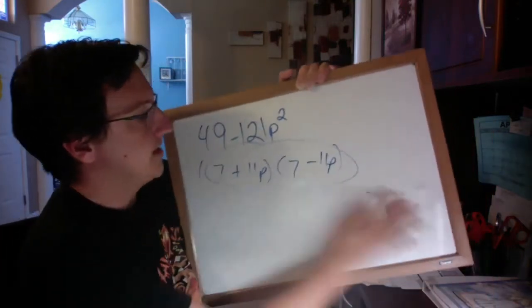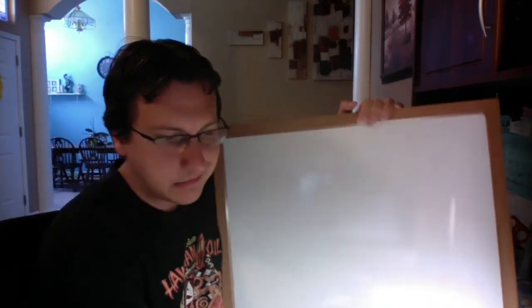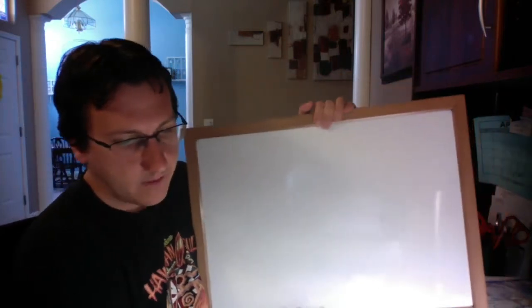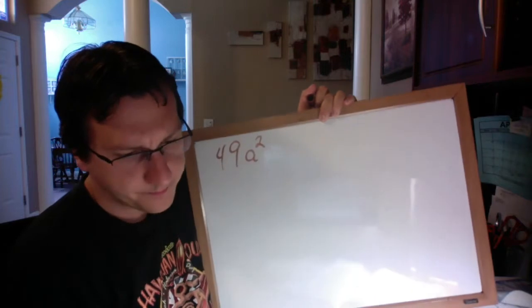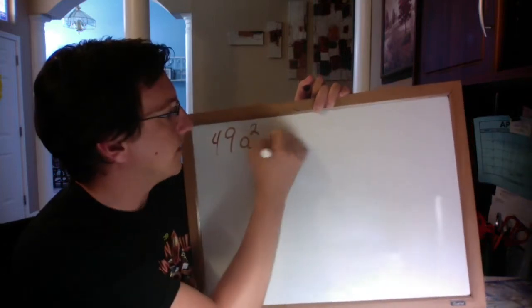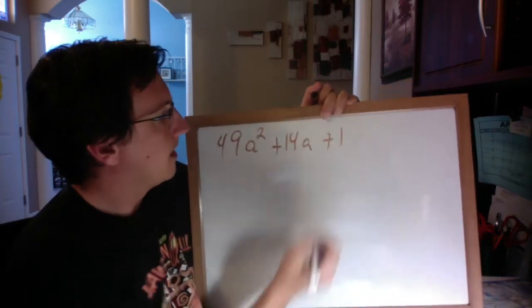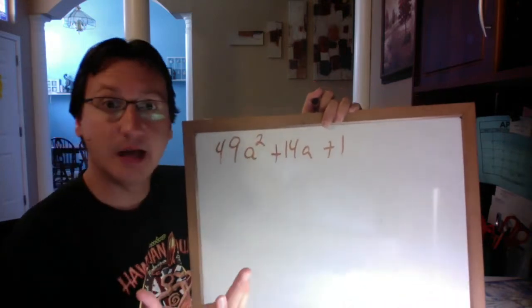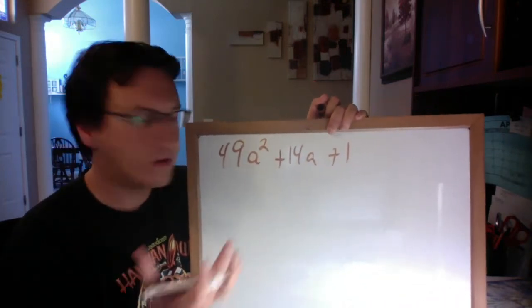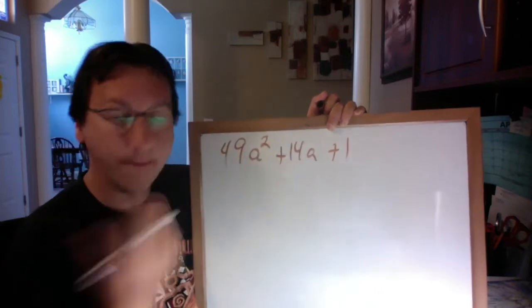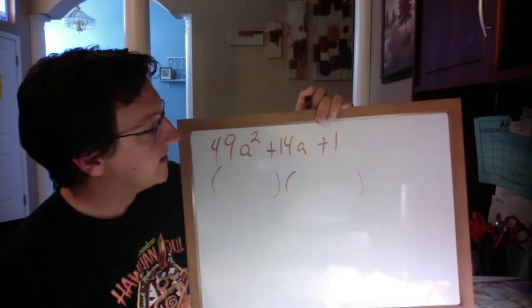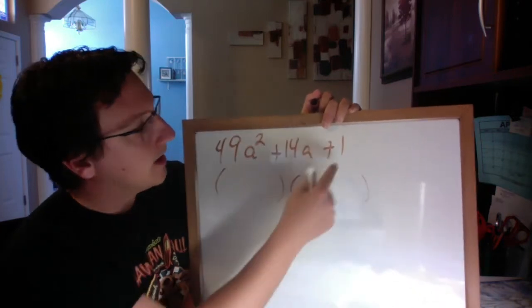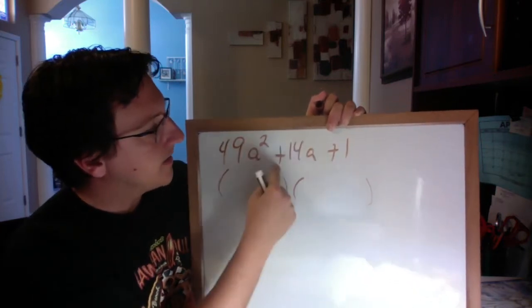All right, another one, number 11. Let's do number 11. 49a squared plus 14a plus 1. So this one is not a perfect square, as we called it earlier. It has 2 signs, but I'm still going to do it the same way I have done it before in days and weeks and lessons past. Bam, same signs, both positive.